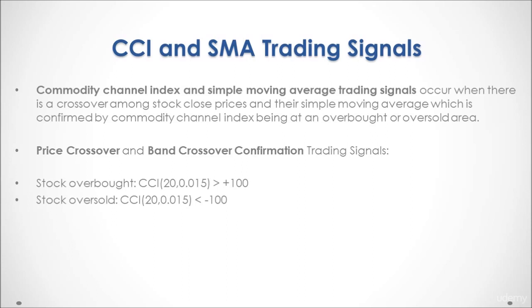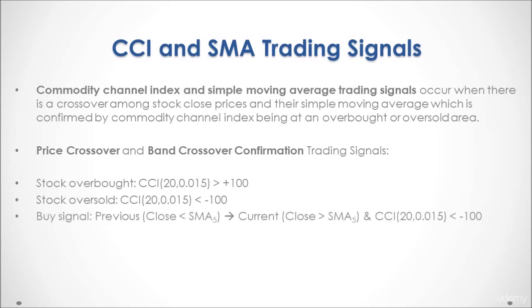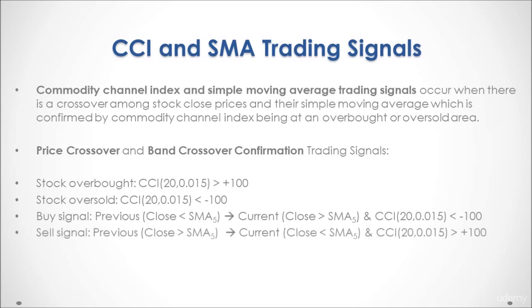below minus 100. Therefore, we have a buy signal if the previous close price was less than the simple moving average and then the current close price is greater than the simple moving average, and this is confirmed by the commodity channel index being below minus 100. On the other hand, we have a sell signal if the previous close price was greater than the simple moving average and then the current close price is less than the simple moving average and the commodity channel index is above plus 100.